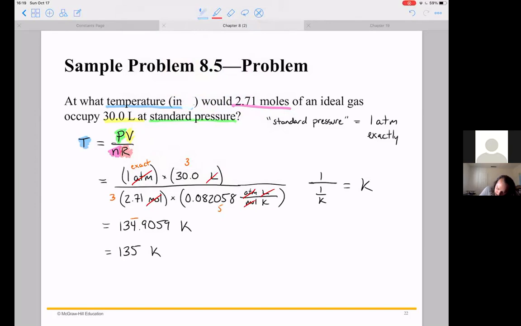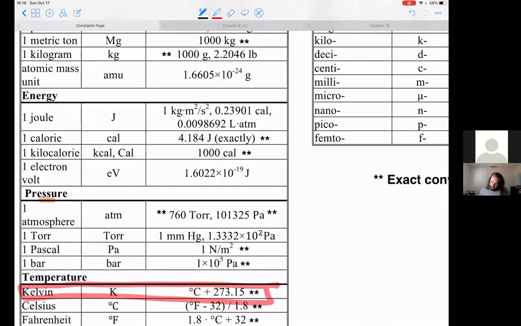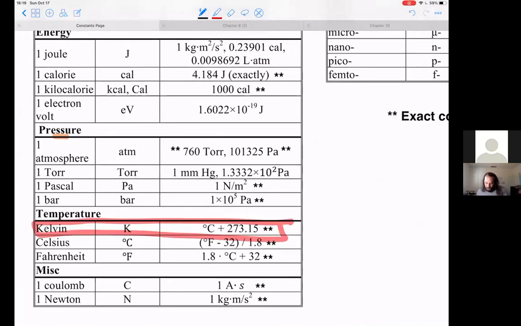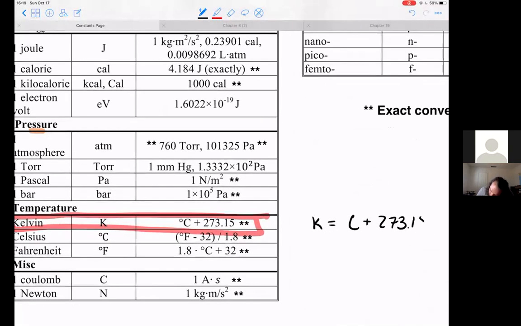All right, so now what if instead I wanted to make this problem a little bit more complicated and I asked for the temperature in units of Celsius instead of Kelvin? Now we're going to have to add one more step where we take our 135 Kelvin and use our conversion factor, which is now down here, where I can convert from Kelvin to Celsius. So Kelvin equals Celsius plus 273.15. If I want to go the other direction, that means Kelvin minus 273.15 is equal to Celsius.